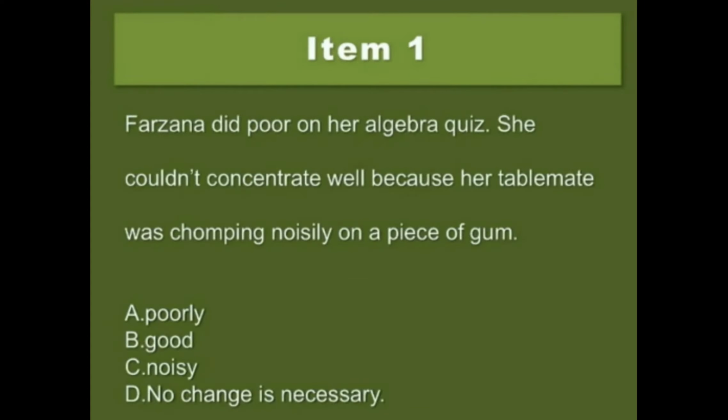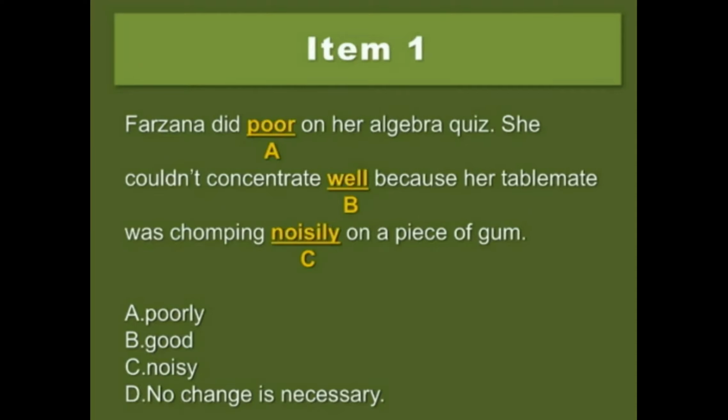Item 1. Farzana did poor on her algebra quiz. She couldn't concentrate well because her table mate was chomping noisily on a piece of gum. Should we exchange letter A, poor, letter B, well, letter C, noisily, or these sentences are correct and no change is necessary? Letter A, poor, should be exchanged for poorly. The word poorly is an adverb that is reflecting back to the verb did.